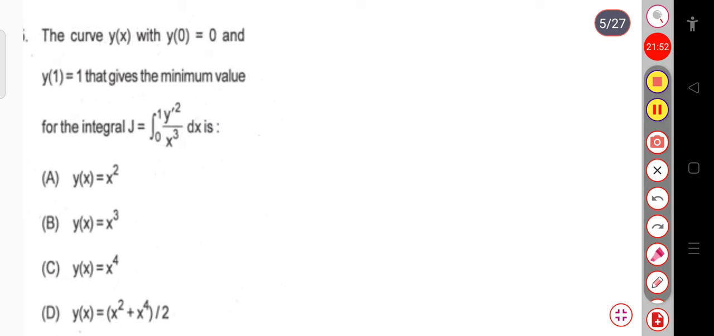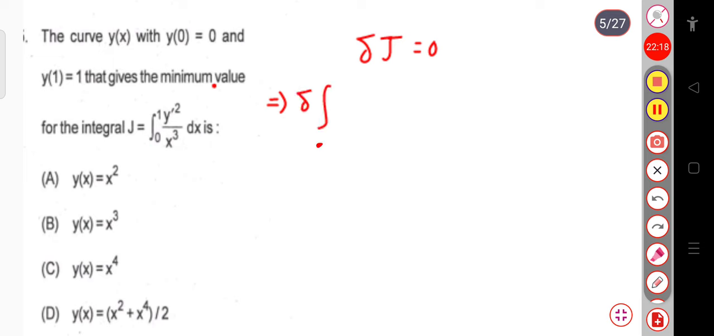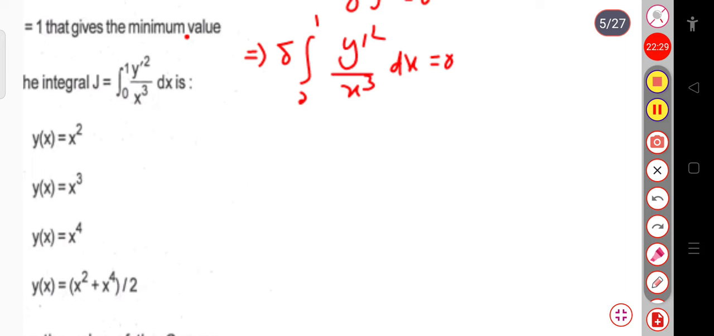Here in this question you can see the minimum value of the integral is asked. So for the action integral, from the variational principle, since a minimum value is asked, you can write delta J equal to 0. That implies delta of the integral from 0 to 1 of y prime square divided by x cube dx is equal to 0.